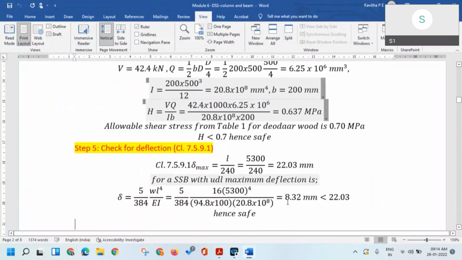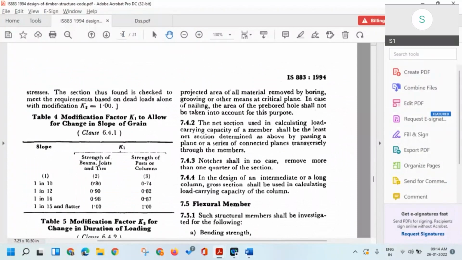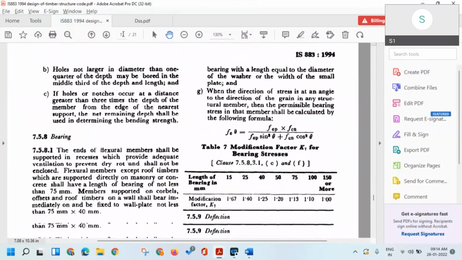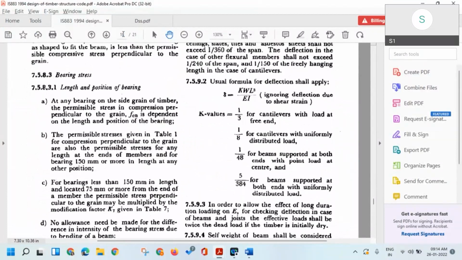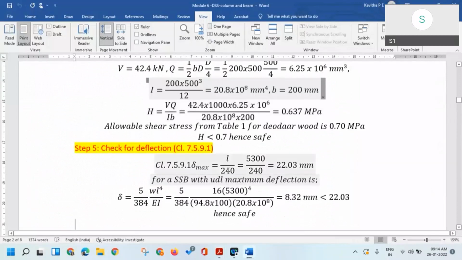There is an allowable deflection as per 7.5.9.1. Here you can see the allowable deflection for flexural members is L by 240. So L by 240 is 5300 by 240, that is 22 mm of deflection allowed. Now let us check how much deflection is coming onto the given structure.